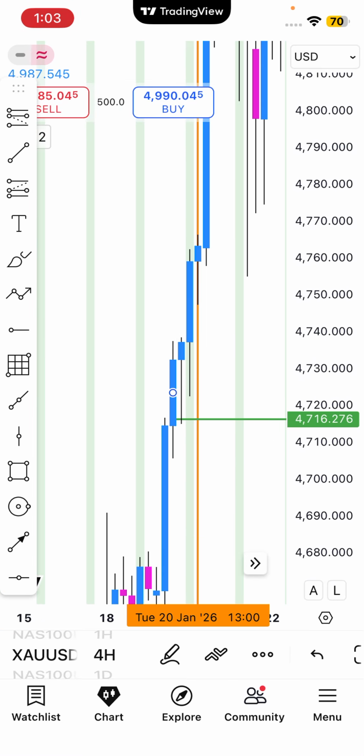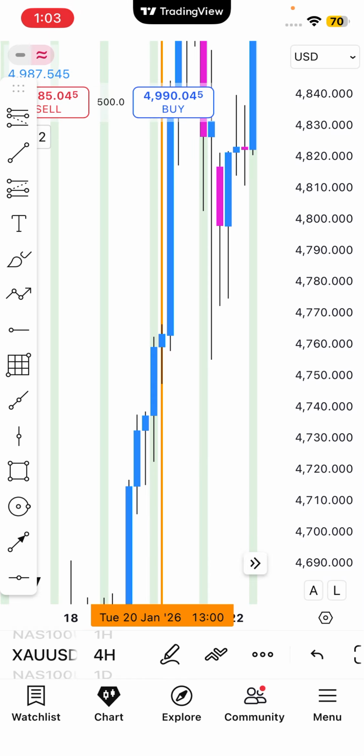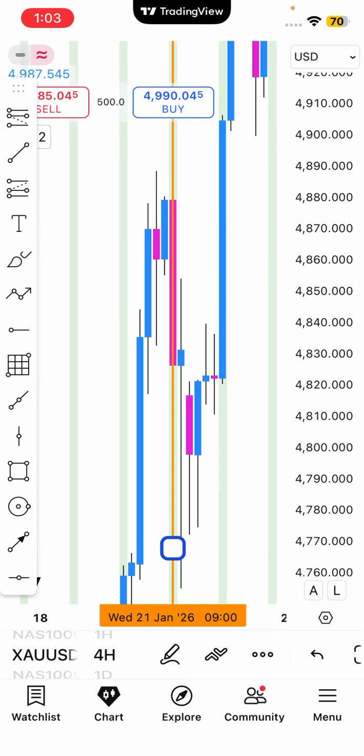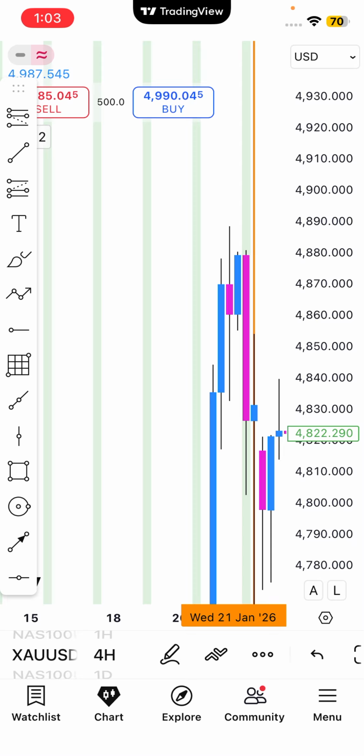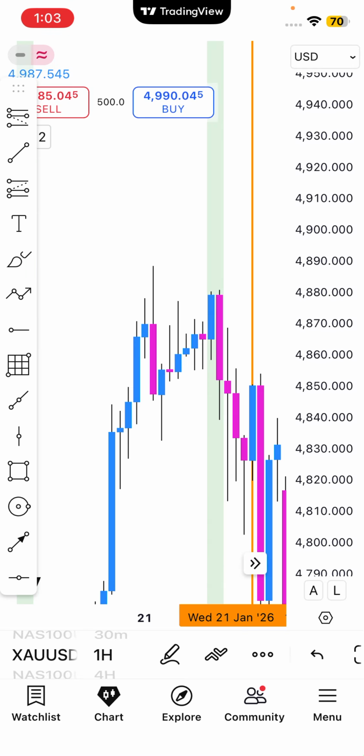Hope that makes sense. Just try to keep things simple for you guys. It's not complicated trading, right? So let's take a look here. So Wednesday, again, price is bullish. I'm looking to buy. So 1 hour time frame.